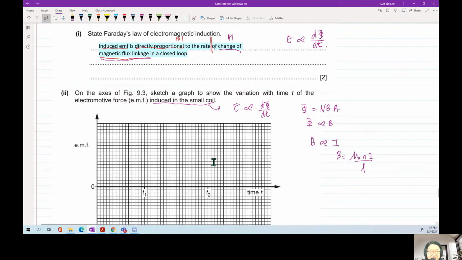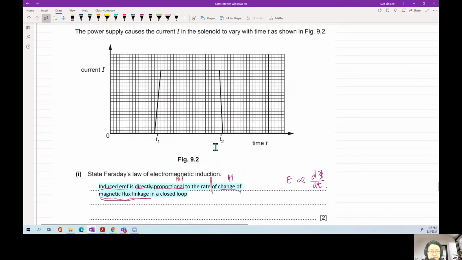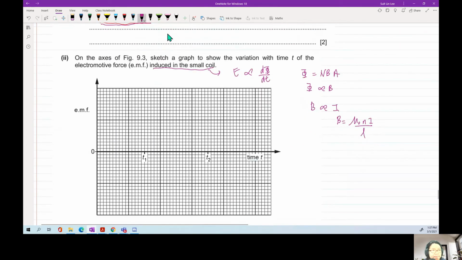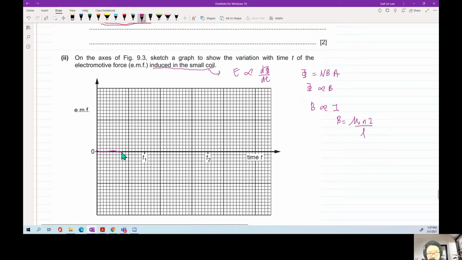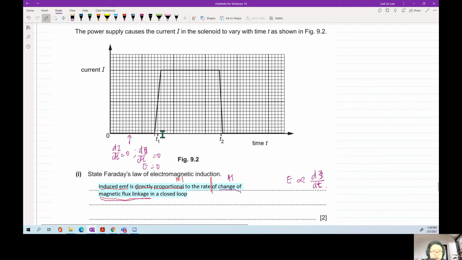So anyway, here we're going to see that the gradient is 0. So there's no change in flux. Current is the same, no change in flux. The d flux dt is 0, EMF is 0. So EMF is 0 until one box before T1. Let me make this thicker so we can see. It's going to be 0 until one box before T1, and then it is still going to be constant one box after T1.